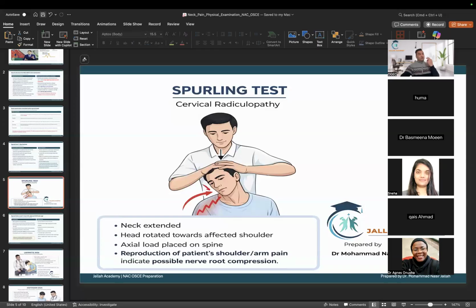Again, before we do it, we just turn around, have proper eye contact with the examiner, and say that now I would like to perform a special test called the Spurling test. Wait for the permission. They might say skip it, or they might say explain, do not perform. Then you will say that I will stand behind my patient. I will ask my patient to extend his neck, rotate to the affected side and tilt it a little bit. And then I will apply pressure on top of the patient's head downward. If you can say this, then you're good.